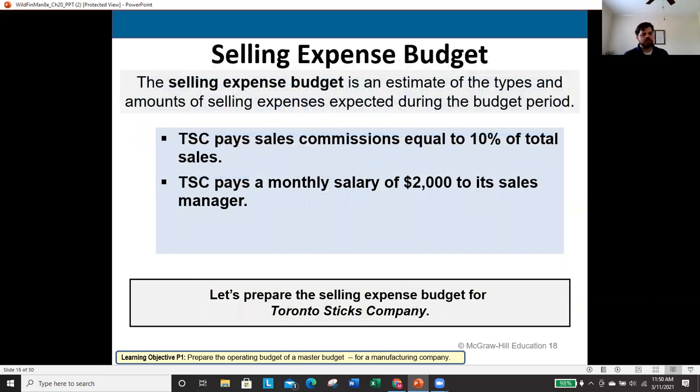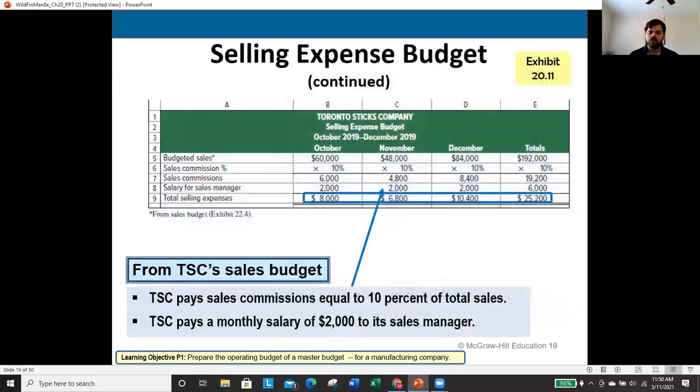Now, my next budget is my selling expense budget. The sales expense budget is an estimate of the types and amounts of selling expenses expected during the budgeted period. In this case, the company pays sales commissions equal to 10% of total sales, but also pays a monthly salary of $2,000 to the sales manager. So in this case, we're going to reach all the way back to that very first budget that we saw, my sales budget. We'll pull in my budgeted sales numbers from there. That will give me the amount of my commission that is being paid. That is the variable component. The fixed component, of course, is that sales salary for the manager of $2,000 each month.